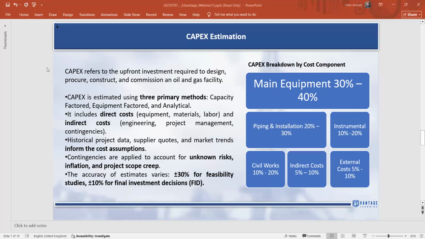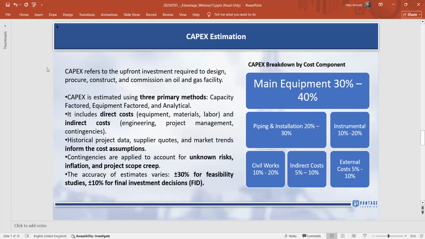Okay, so, CapEx estimation. CapEx refers to the upfront investment required to design, procure, construct, and commission an oil and gas facility. CapEx is estimated using three primary methods: CapEx factored, equipment factored, and analytic. There are different approaches, but as a basic understanding, you can use these. It includes direct costs and indirect costs. Historical project data, supplier quotes, and market trends inform the cost assumptions. Contingencies are applied to account for unknown risks, inflation, and project scope. The accuracy of estimates varies: plus or minus 30% for feasibility studies, and tighter for the final investment decision.